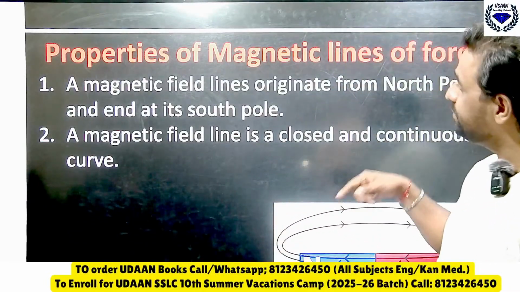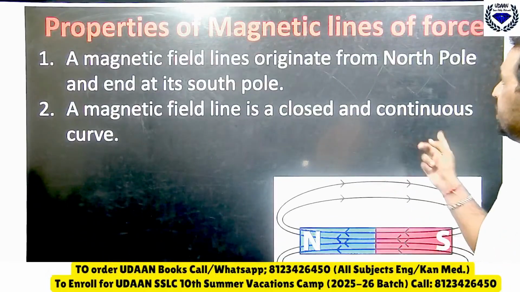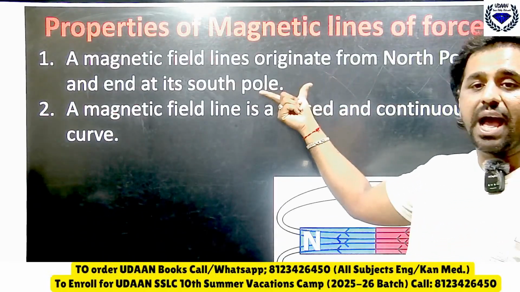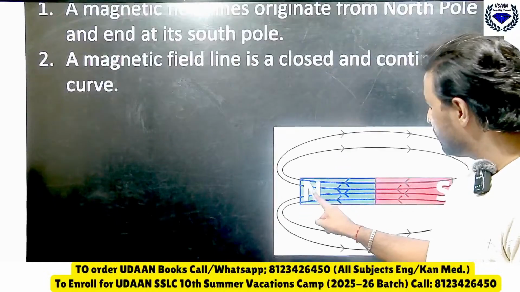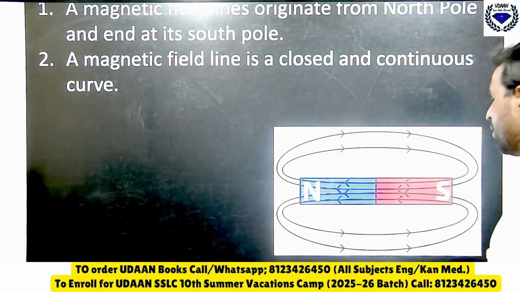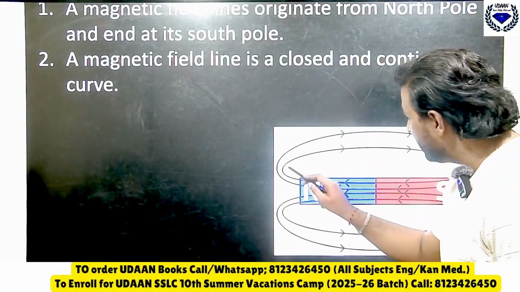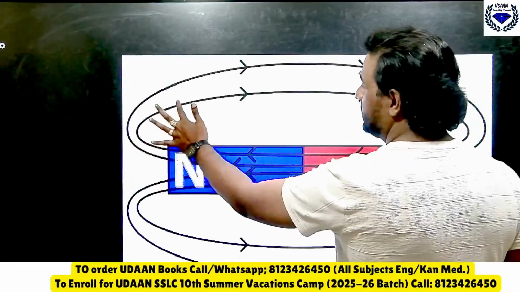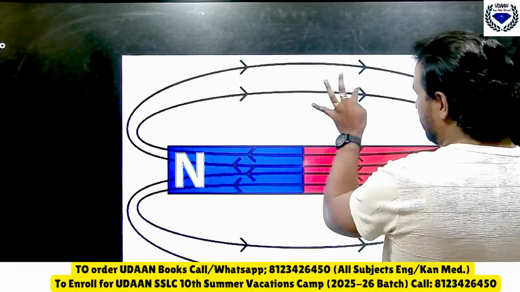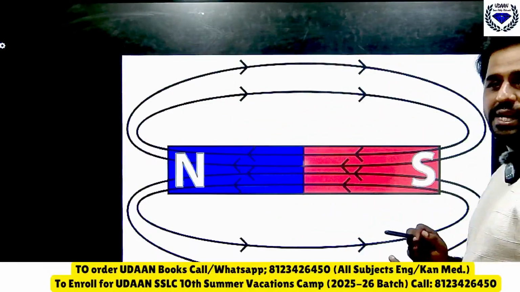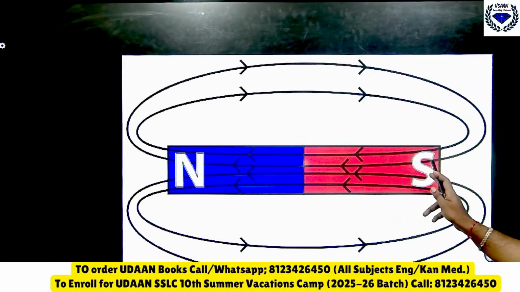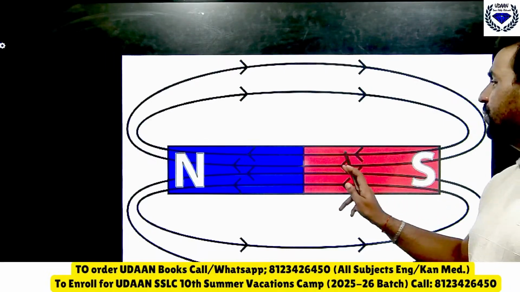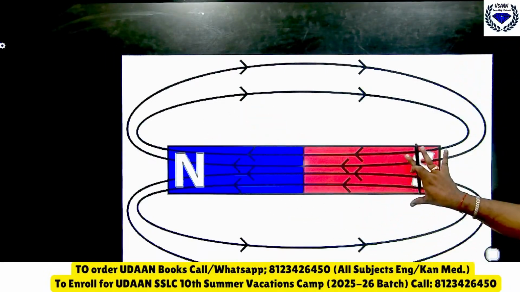Then you can see here, magnetic field lines originate, that is, start. A magnetic field line starts from the north pole and ends at the south pole outside the magnet. You see here the arrow mark. Look carefully at the arrow mark. Here the north pole is the start, and the arrow mark always points to the south pole where it ends, outside the magnet, and inside the magnet they start from the south pole and they end at the north pole.